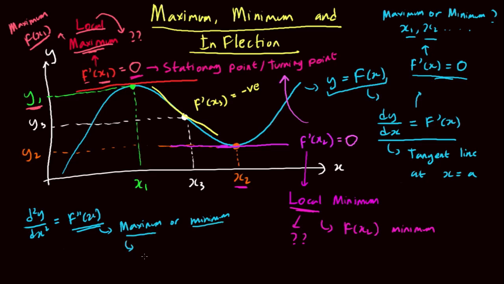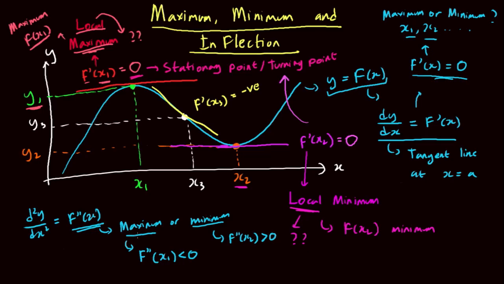If it's a maximum, that means your second derivative, in this case our f double prime x1, will become less than 0. That means it will be negative. And our f double prime x2 would become greater than 0, or it's positive. That's how we'll know whether it's a minimum or maximum. So that is basically the idea for identifying minimum and maximum.